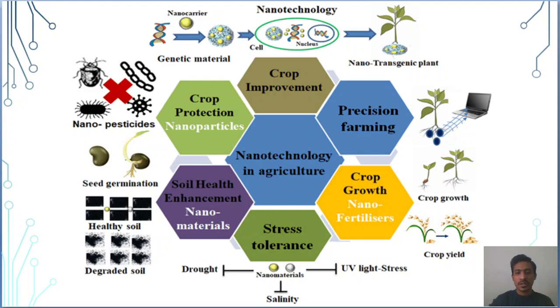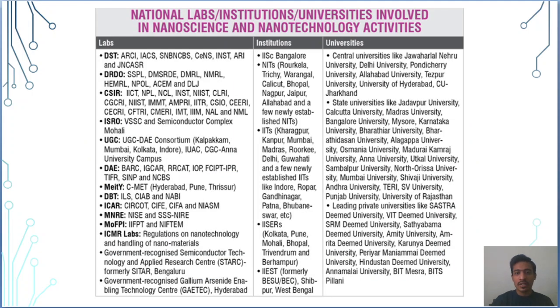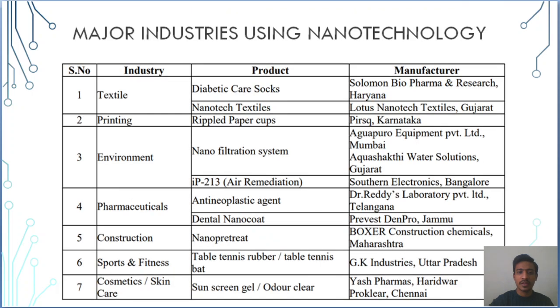This chart is showing that nanotechnology in agriculture is a very booming technology for crop improvement, for precision farming, for insect and pest resistance, for environmental stress resistance, for crop growth, and for soil health enhancement. These are some of the universities, institutions, and labs which are working in nanotechnology fields, and these are the major industries that are using the products of nanotechnology, and the manufacturers of their companies.